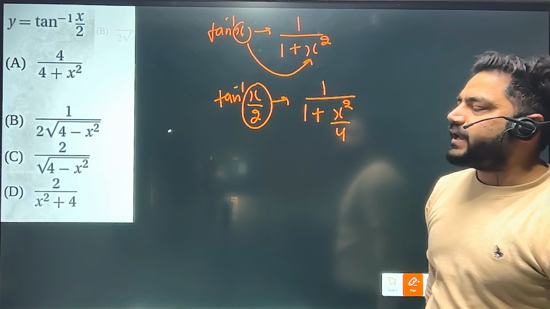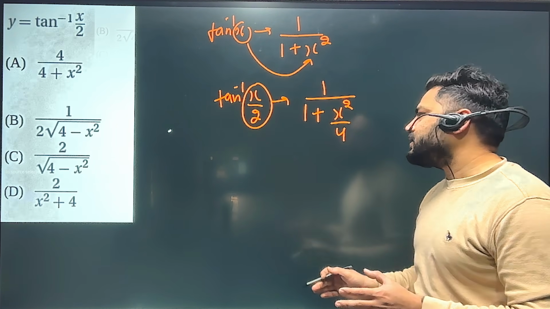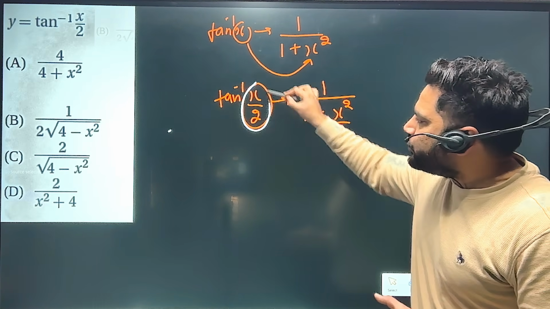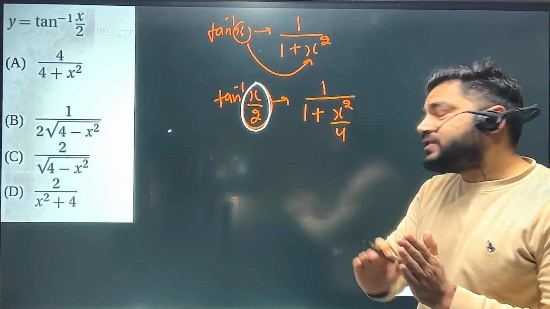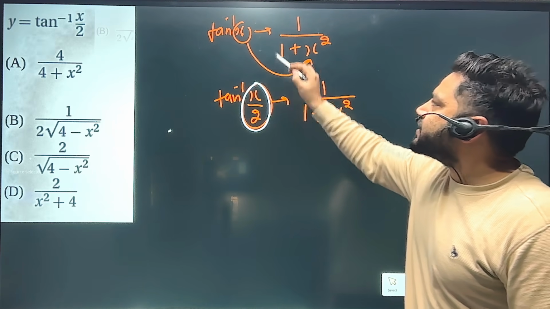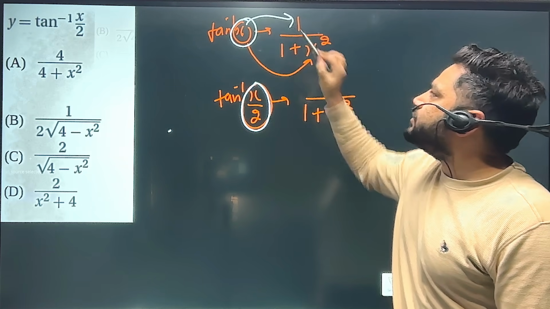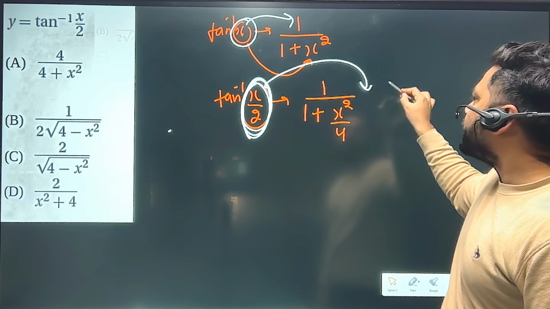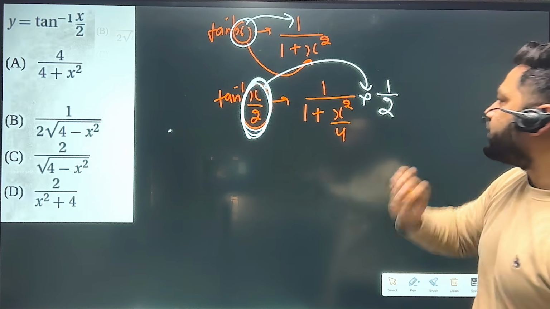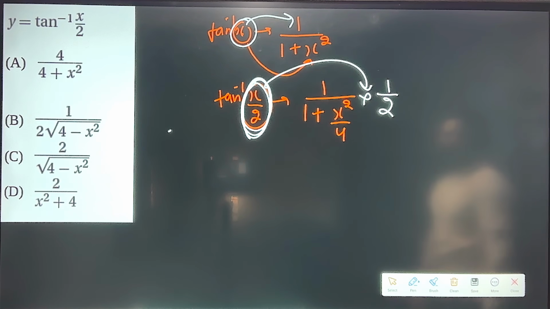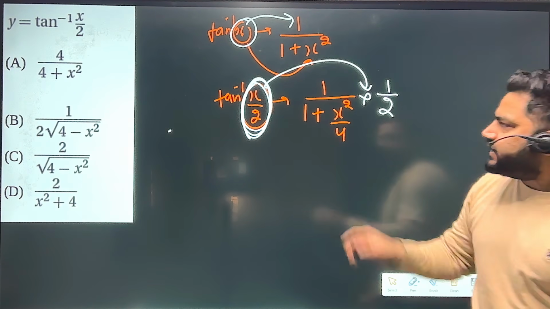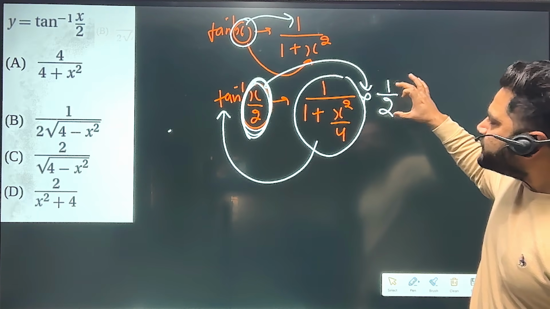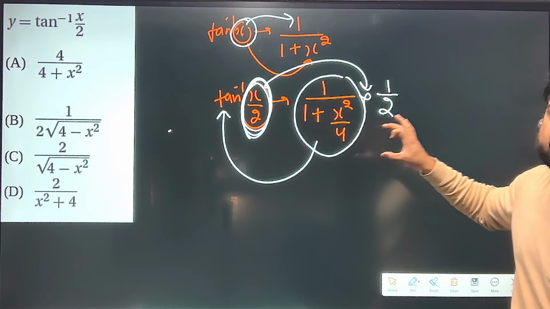But this is not enough. This is not the complete answer. What we need to do is this x by 2 part, we also have to find the differentiation of this x by 2. What is differentiation of x? X differentiation is 1. So similarly, what is differentiation of x by 2? We have to write it here in multiplication. It is 1 by 2. X by 2 differentiation is 1 by 2. So this is our answer. So basically this part is differentiation of tan inverse, and this 1 by 2 is differentiation of x by 2. So in this way you can solve the question.